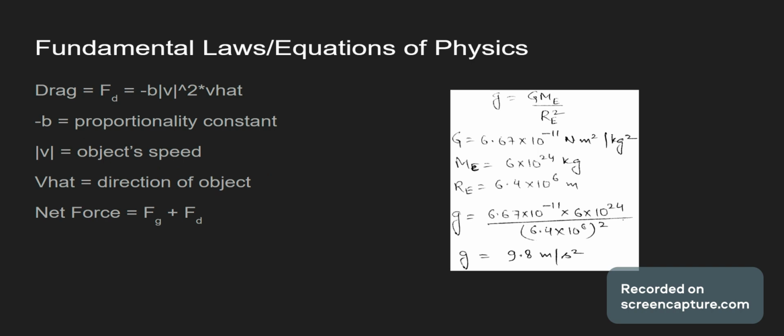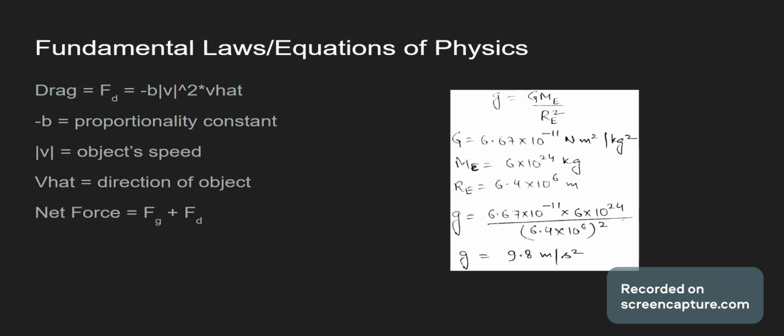To go over some fundamental laws and equations of physics, the first one is drag as given in the lab. Negative b is the proportionality constant, v is the object speed, v hat is the direction of the object, and to get the net force, you add the force of gravity plus the force of drag.